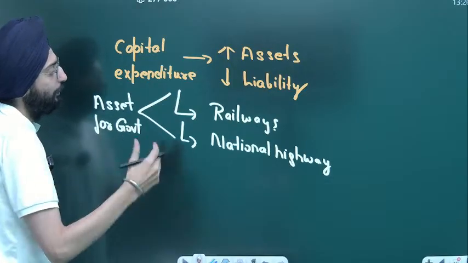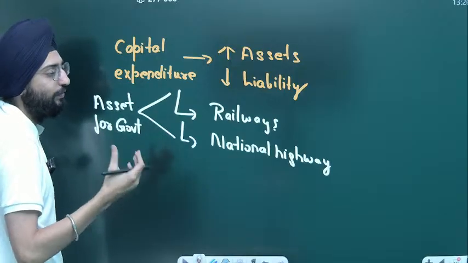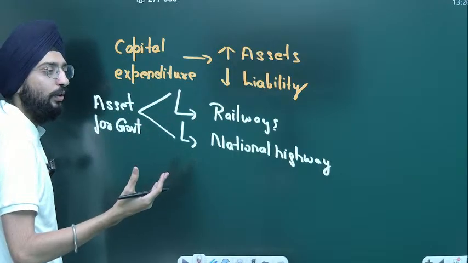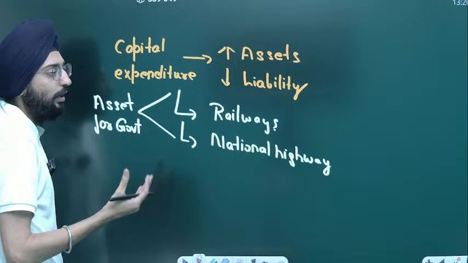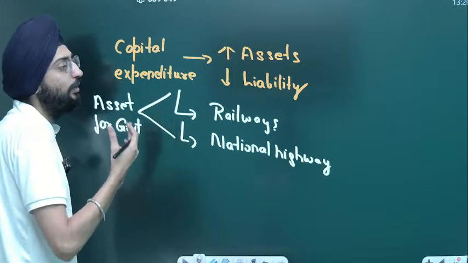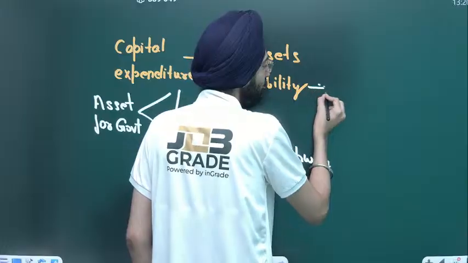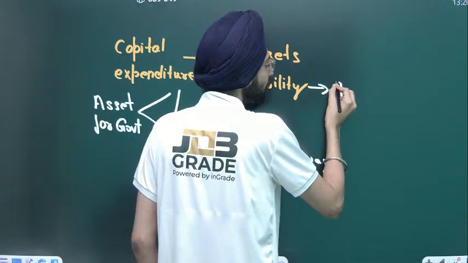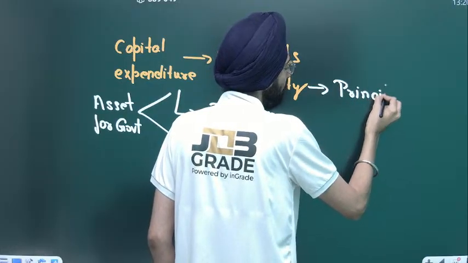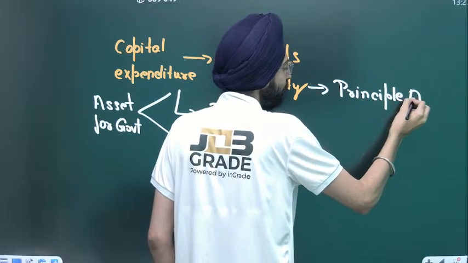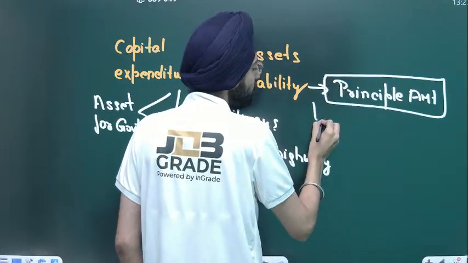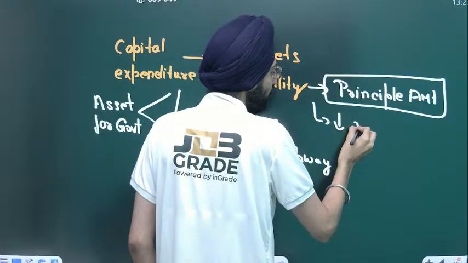Again, talk about liability. How can it reduce its liabilities? Take an example. If the government has taken a loan from, say, the IMF or World Bank or other sovereign nations, now it has to repay its principal amount. For example, the government has spent to repay its previous loan, that is the principal amount. It will lead to lowering its liability side.